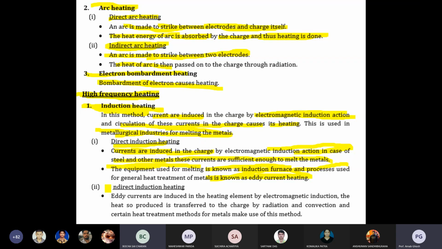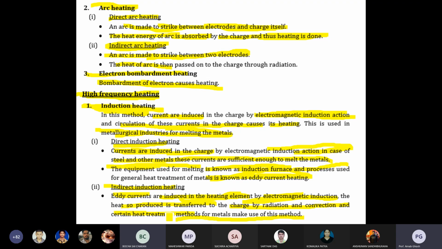In indirect induction heating, what happened, the eddy currents are induced in the heating elements by electromagnetic induction. The heat so produced is transferred to the charge by radiation and convection, and certain heat treatment methods may use this method.